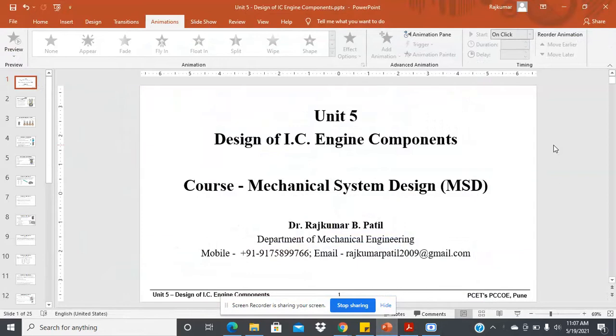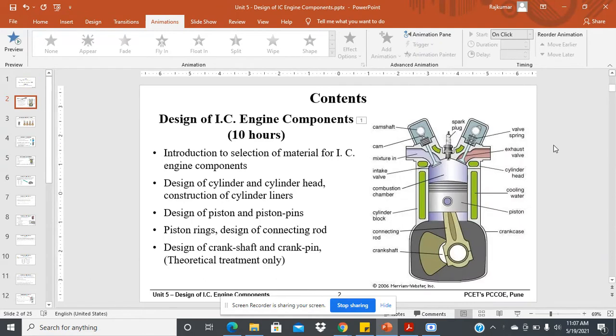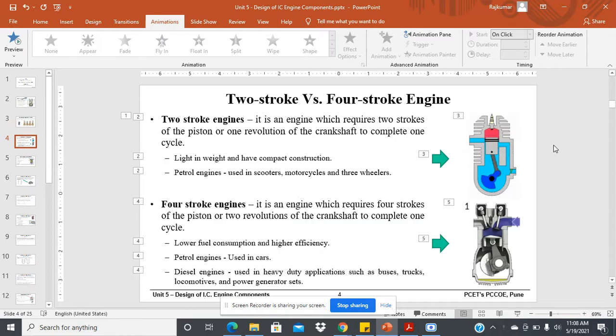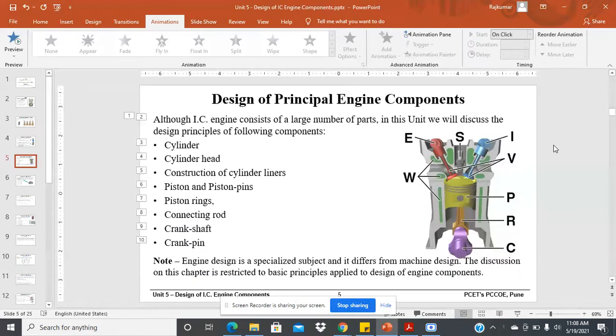Okay, so yesterday we started with unit number 5, design of IC engine components. We started with the contents, different parts of the internal combustion engine. We saw the definition of IC engine. Again, in that, petrol engine, diesel engines, and their working we discussed. Then we compared two-stroke and four-stroke engines.